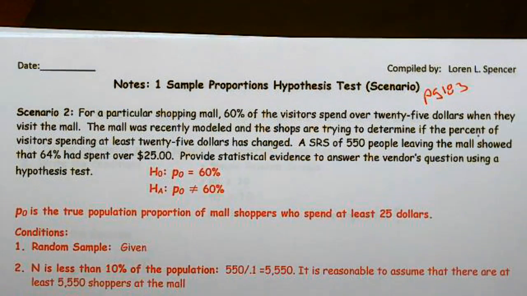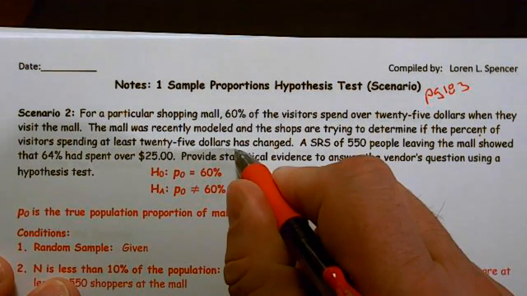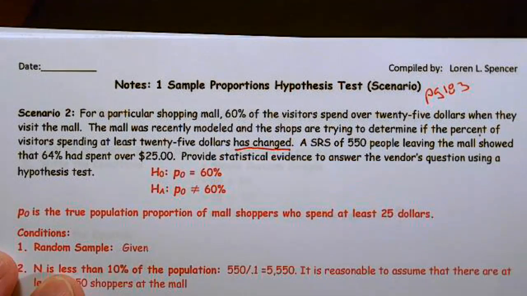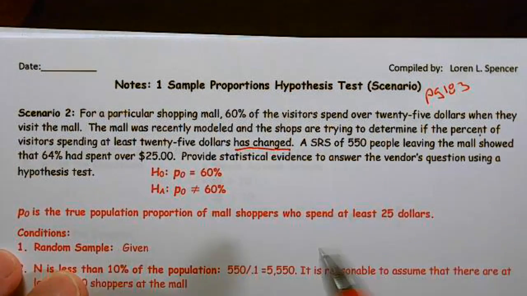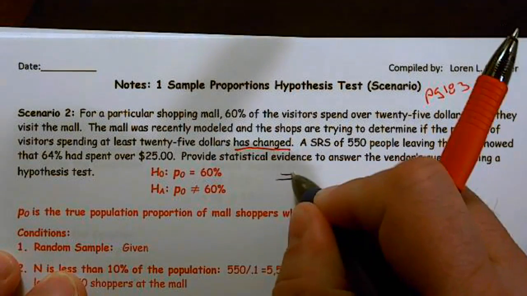For a particular shopping mall, 60% of the visitors spend over $25 when they visit the mall. The mall was recently remodeled, and the shops are trying to determine if the percent of visitors spending at least $25 has changed. Notice it says has changed. At this point, we don't know if this is going to be a less than or greater than. So if it says has changed, we're thinking right now that it might be a not equal. Now, we don't know until we read further.